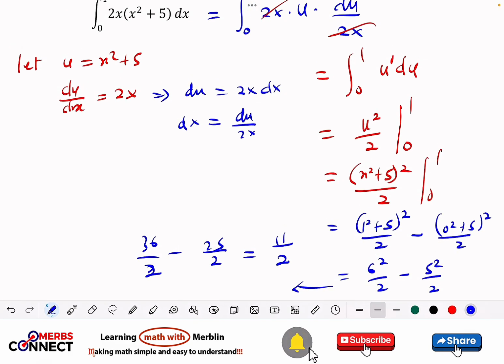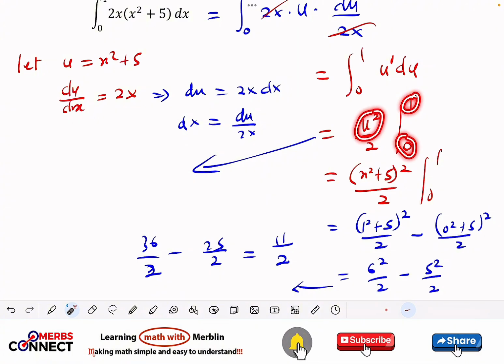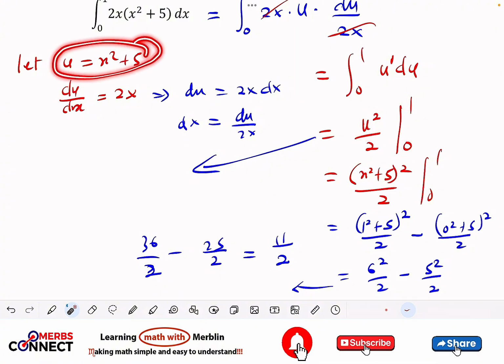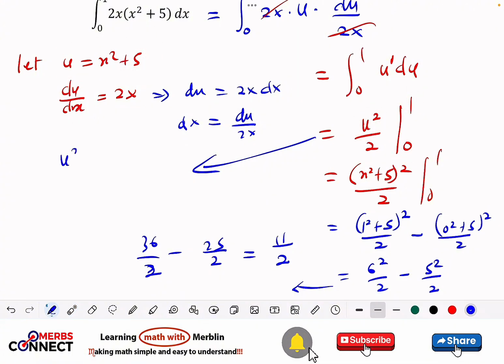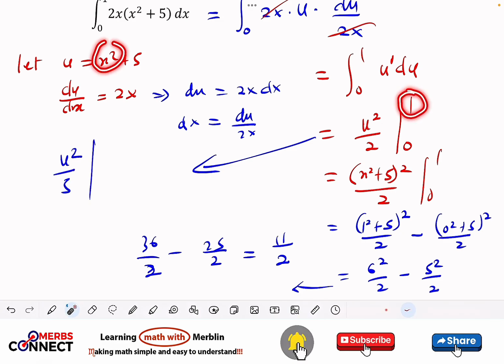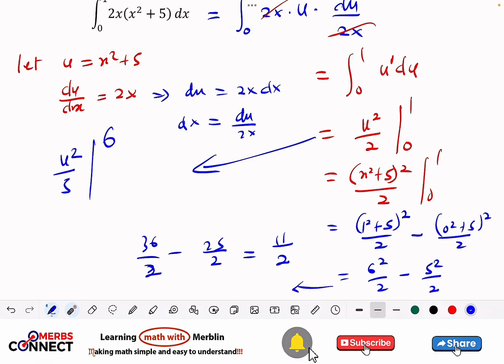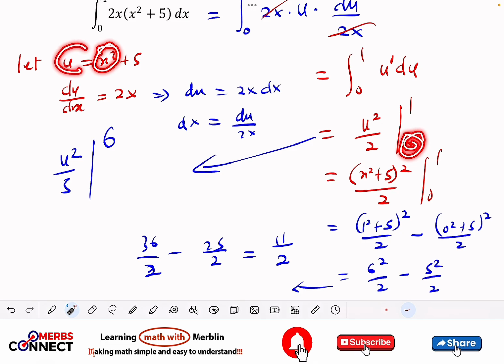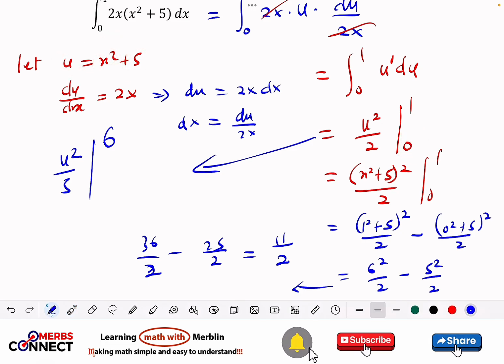The other way is when I get here, for me to plug in this and this straight away, then I can find the interval for u. So u is equal to this. So it means that u squared divided by 5, when x is equal to 1, what will be u? U will be what? 6. So the interval here will be 6. When u is 0, when I put 0 here, when x is 0, u will be equal to 5. Then I have 5 here.